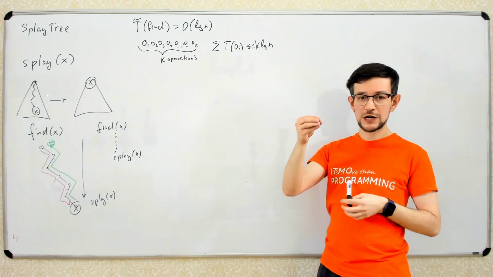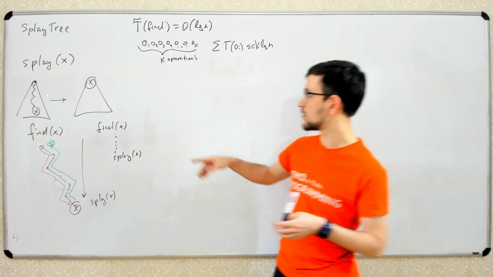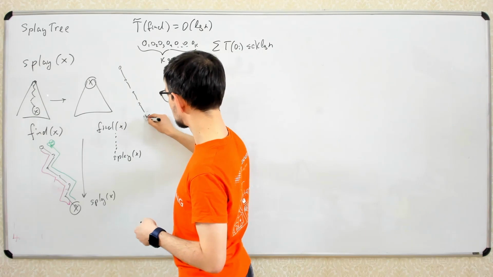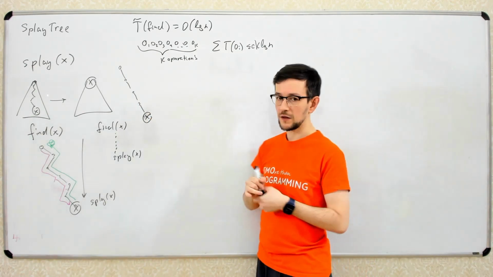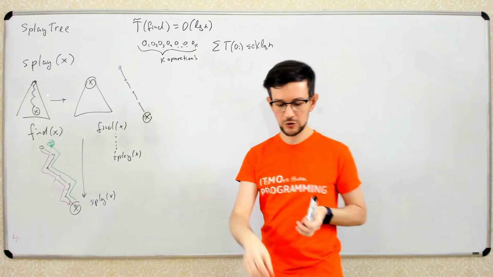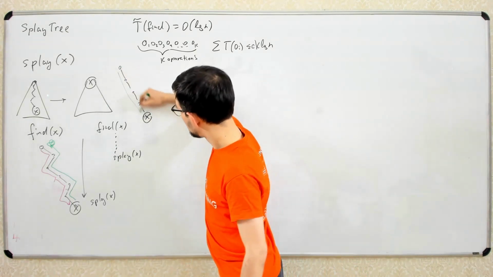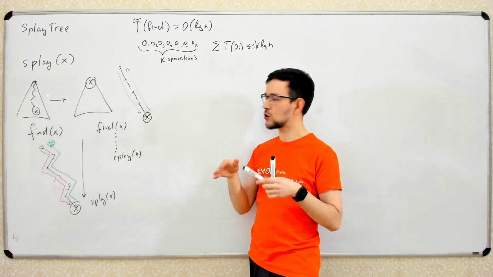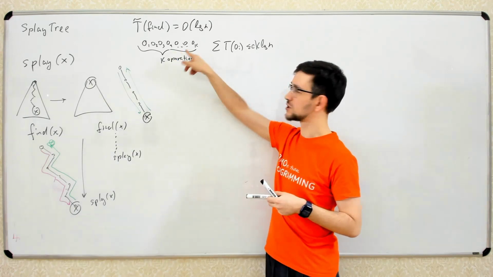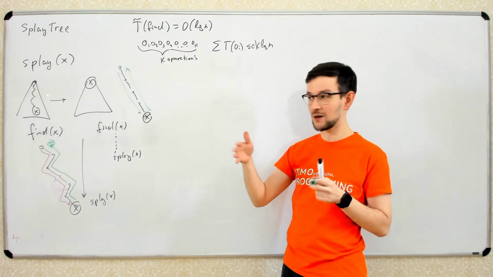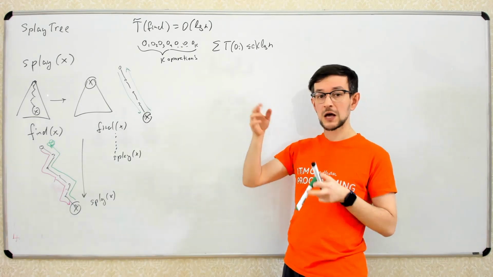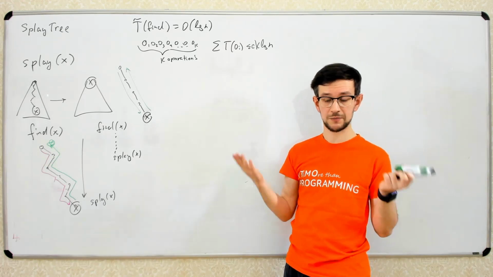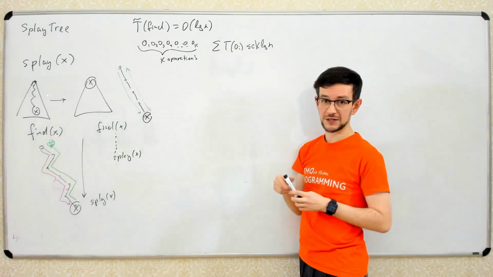So every single operation may be long. If you have a tree like this, and you try to access this node, then the time complexity of this operation will be linear. You need to travel this path plus this path. But it may not happen all the time. Some operations may be too long, but the total time complexity will be no more than logarithmic. That's what amortized time complexity means.